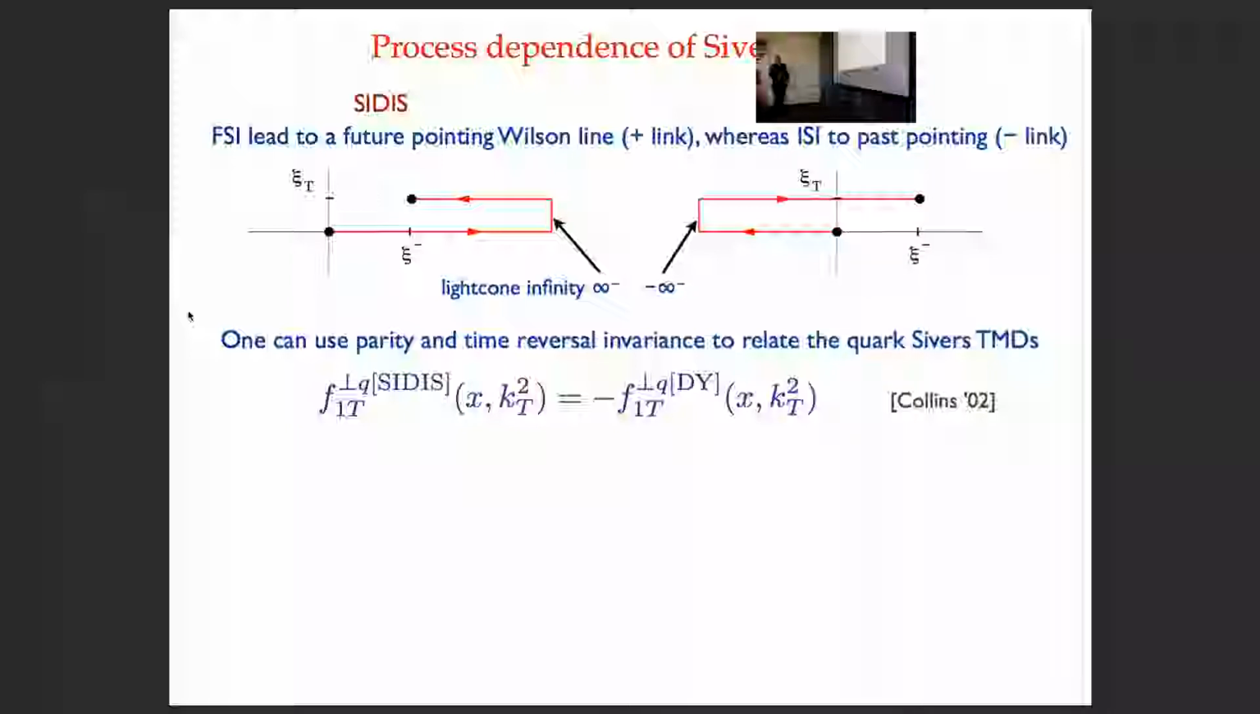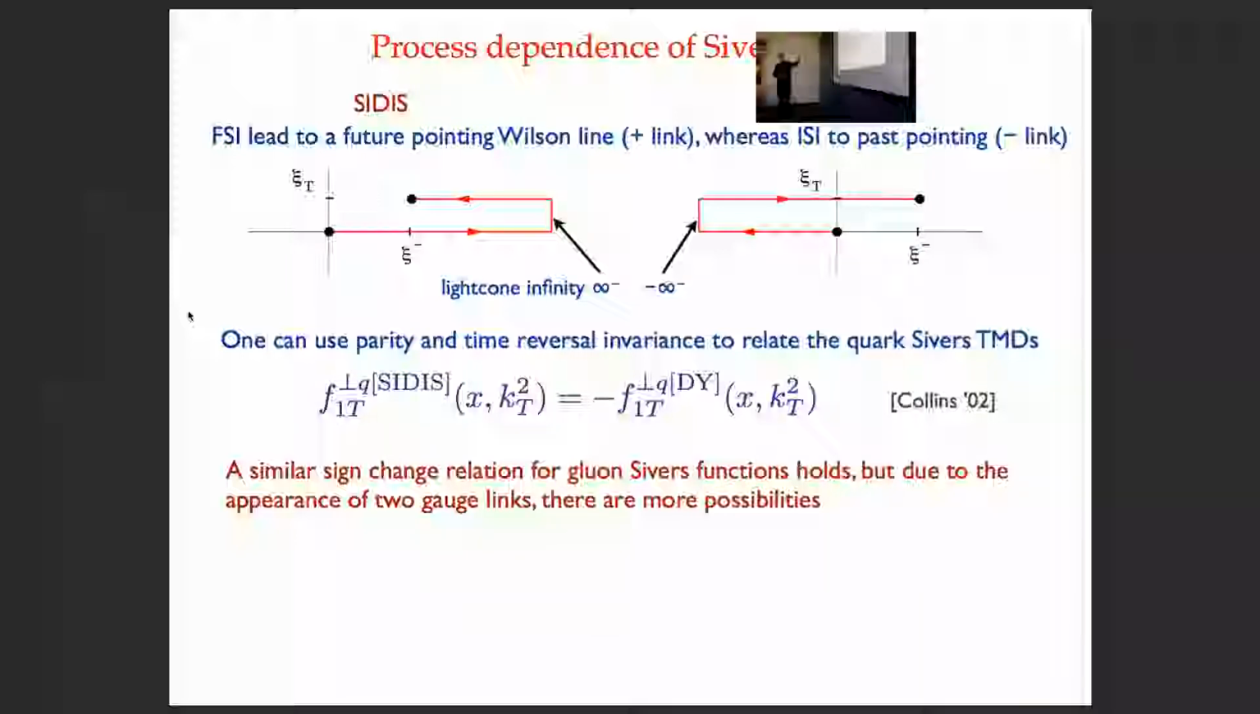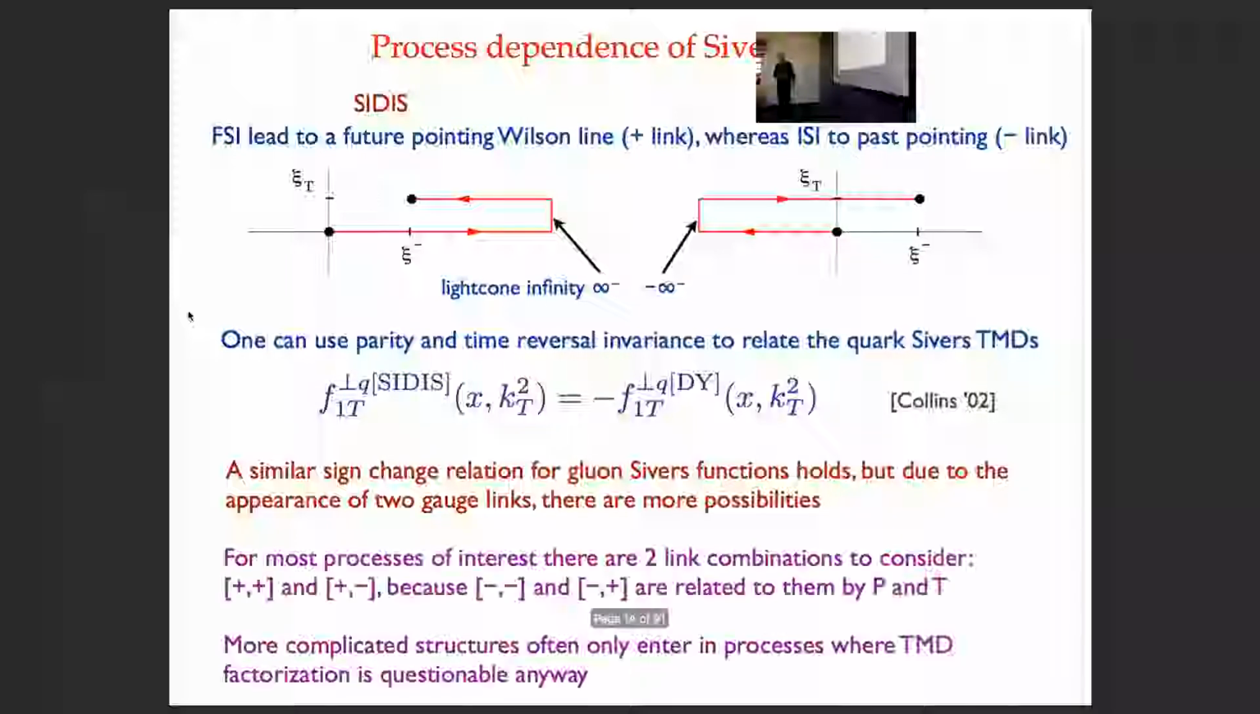effects. And you can have a similar thing for gluons, but there are two gauge links, so you have more possibilities. But for all practical purposes, we only have to look at two cases. That is the one with two plus links and the one with the plus and the minus link, because minus minus and minus plus are related. And the more complicated paths, where for instance this one loops around once more, appear in processes where we don't even know if they are TMD factorizing. So if we stick to the TMD factorizing processes that we know of so far, only these two cases are important.